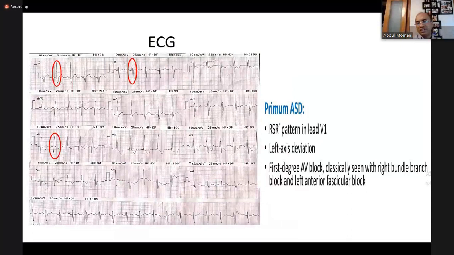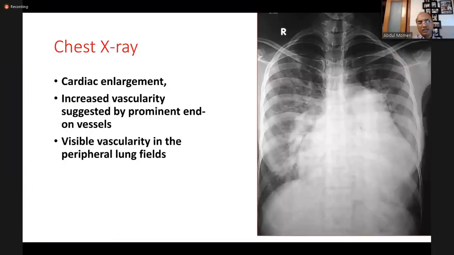In the chest X-ray, the cardiac silhouette is enlarged. Increased vascularity is suggestive of prominent pulmonary vessels. This is the prominent vessel, this is the right pulmonary artery, and this is the left one. If the diameter of the right pulmonary artery is more than 18 millimeters in a male, it is dilated. In a female, if the diameter is 16 millimeters or more, it is dilated.